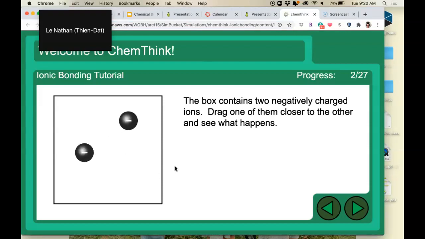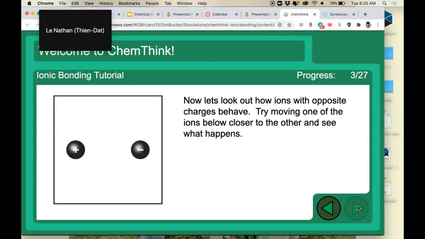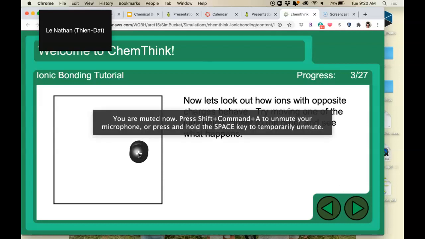They're repelling each other. Electrons don't want to be next to other electrons. But positive and negative attract one another. So they will stick together.